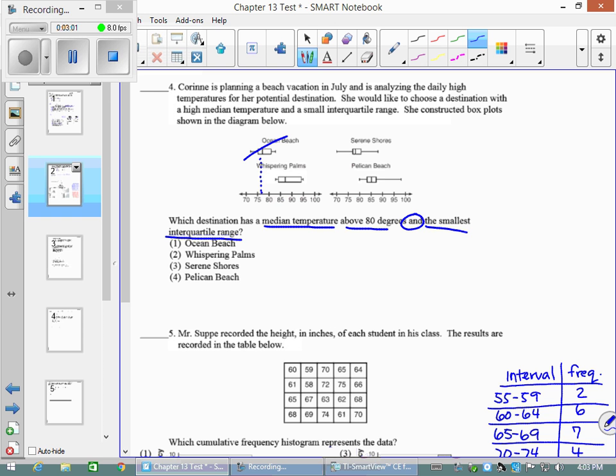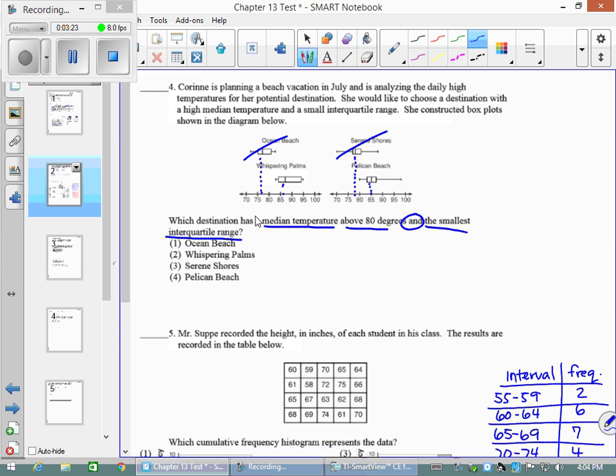Whispering Palms here has a median above 80. So Whispering Palms is a possibility. Then we look at Serene Shores. If I look down here, that's slightly below 80, so that would not be an option. But we can see that Pelican Beach is above 80 at around 84, 85. So now I have to see out of these 2 options which one has the smaller interquartile range.